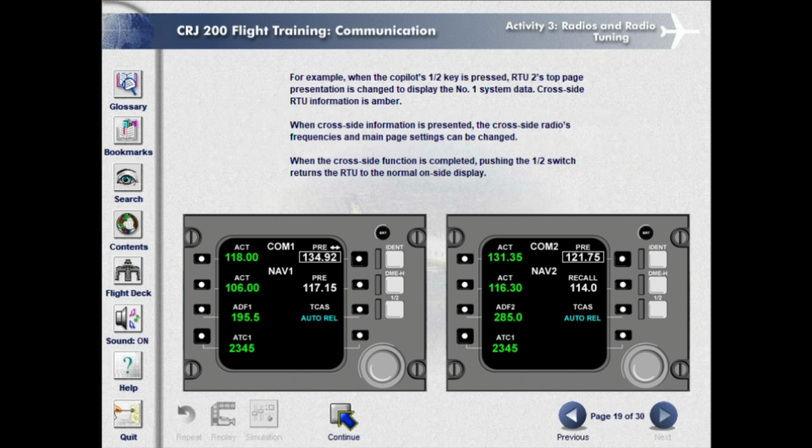For example, when the co-pilot's 1-2 key is pressed, RTU 2's top page presentation is changed to display the number 1 system data. Cross-side RTU information is amber. When cross-side information is presented, the cross-side radio's frequencies and main page settings can be changed. When the cross-side function is completed, pushing the 1-2 switch returns the RTU to the normal on-side display.